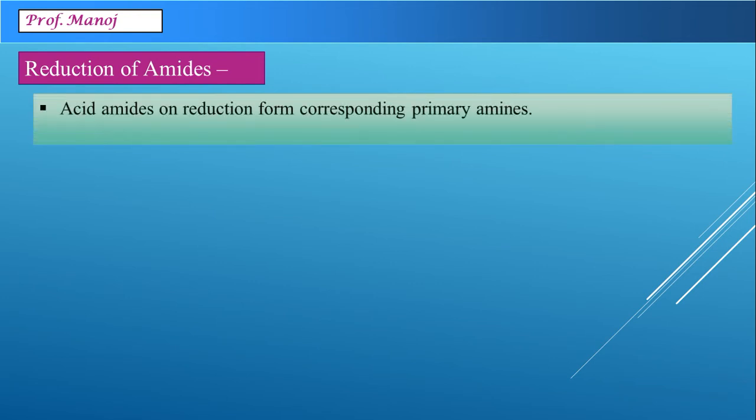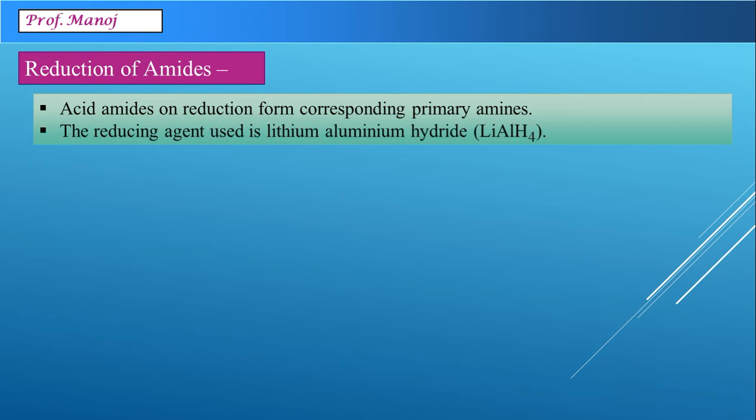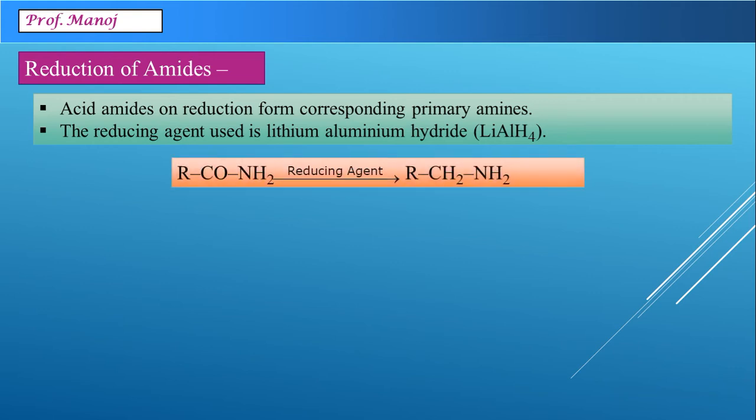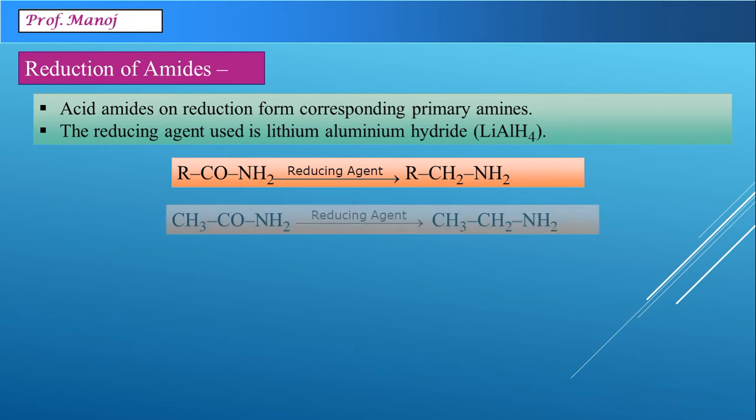Now in this process, the acid amides on reduction form corresponding amines. So let us see, once again the reducing agent is lithium aluminium hydride. Amides are the group with a structure RCONH2. Now upon reducing agent usage, CO group becomes CH2 group. So see an example here.